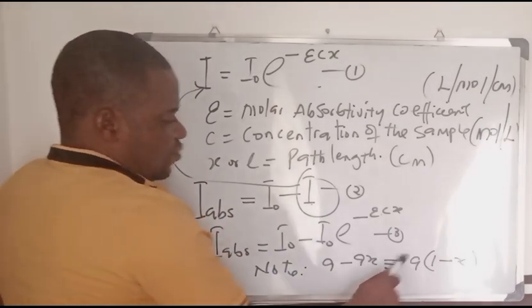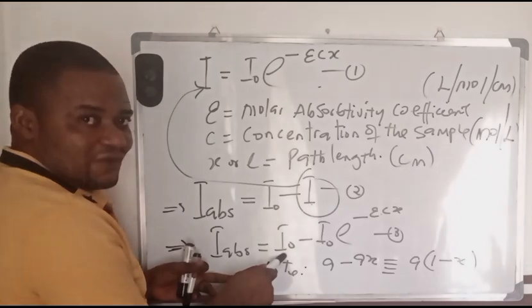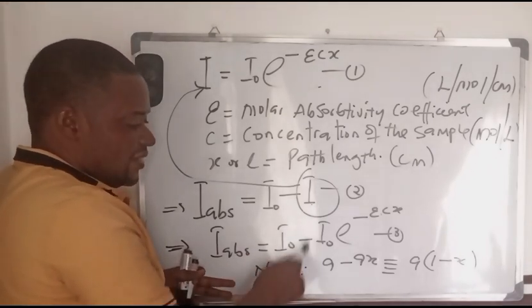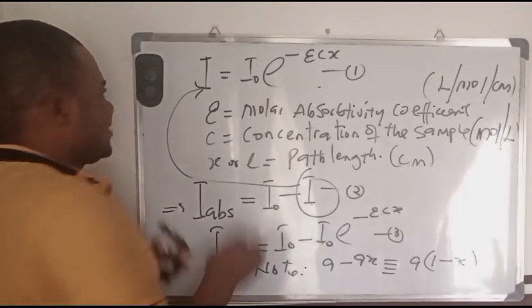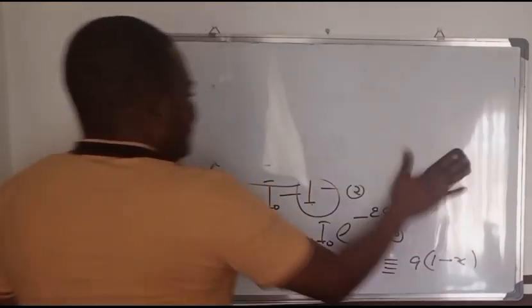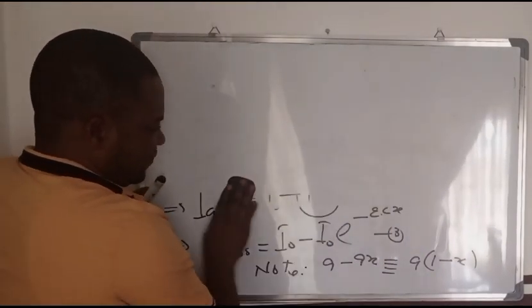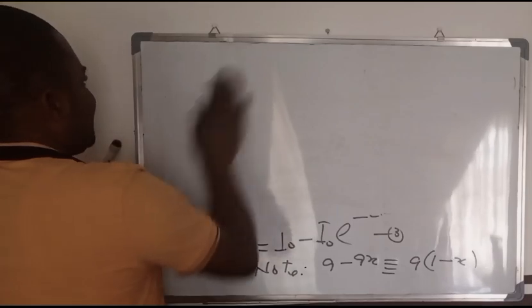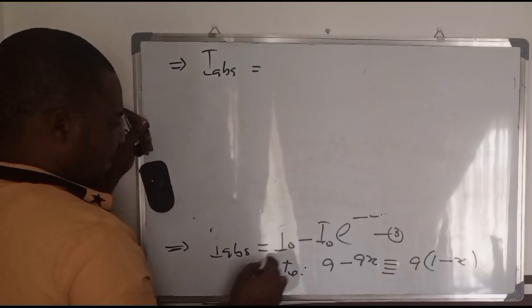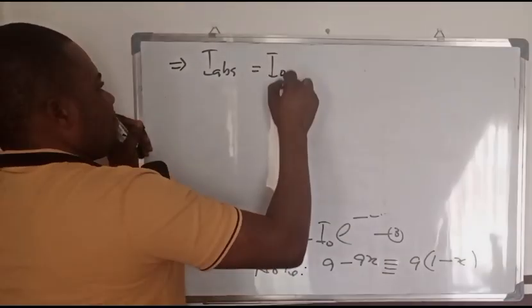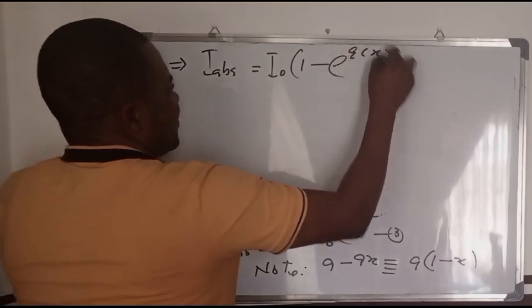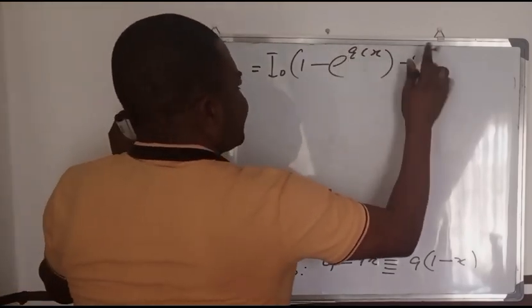So if we apply what we have just done here to this equation, what we're going to have will be what? I0 in parentheses 1 minus this. That's what we're going to have. So with that, we are going to build our equation 4 on that. So that means we are now going to have I absorbed equals to what? I0 bracket 1 minus exponent of this. This is our equation 4.